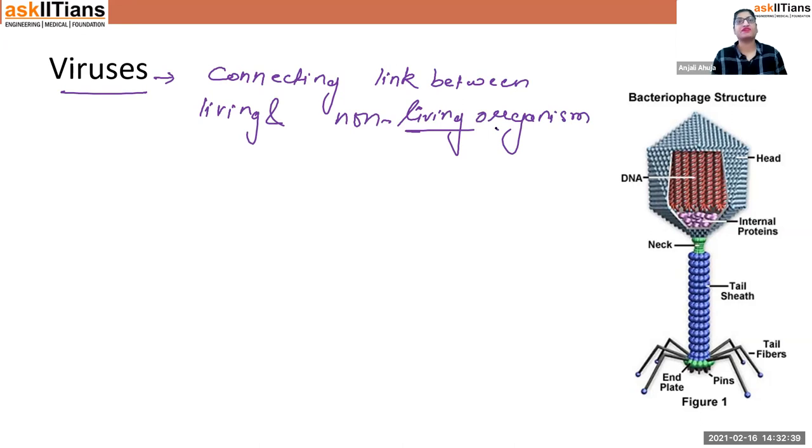Connecting link means they have both the property of the living organism and non-living also. Clear? Okay. During the time when they are outside, you never know, there may be a bacteria out there on the book probably or anywhere. But suppose I'm touching it, it will come on my body and it might enter in my body. And once it enters into the host, it will start using all the conditions of the host, its genetic material and everything, it will start dividing.